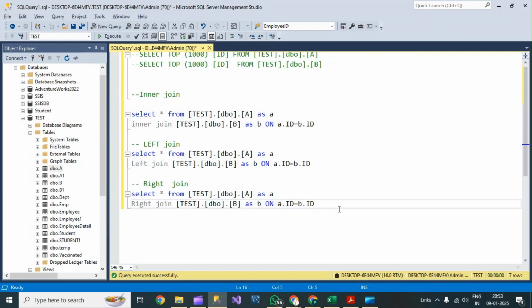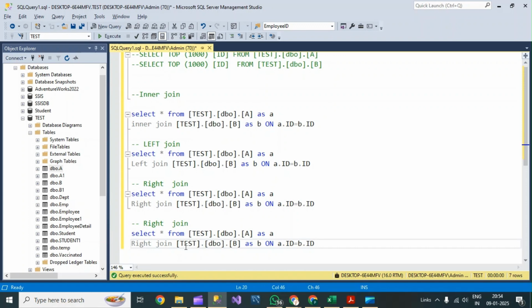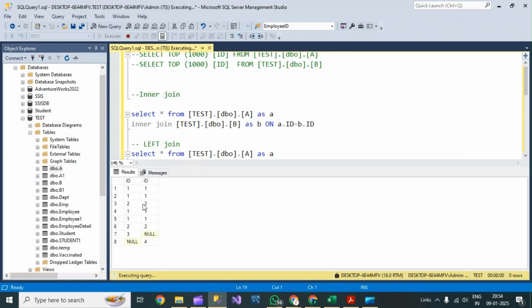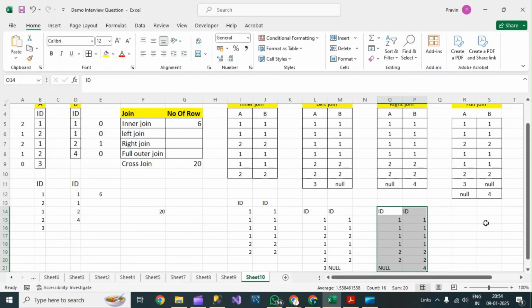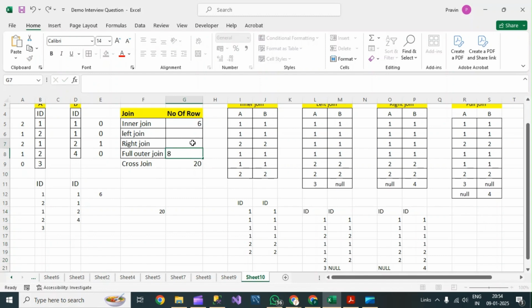And then next the full join. Okay, for the full join, 8 rows will be returned. Okay, the full 8. Okay, so for this 7, 7, and this for the 7.